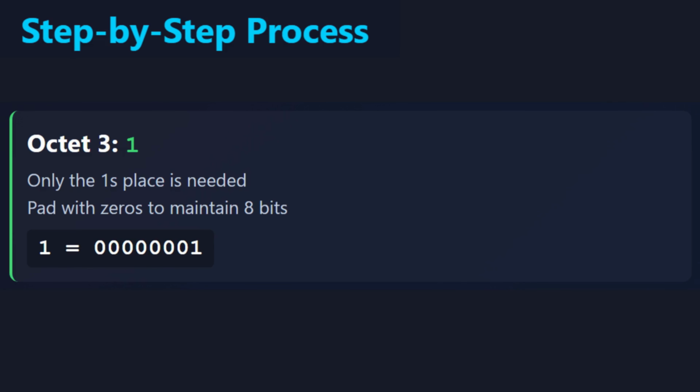For 1, this is straightforward. 1 in binary is 7 zeros followed by a 1. Notice we still use all 8 bits, padding with zeros on the left.